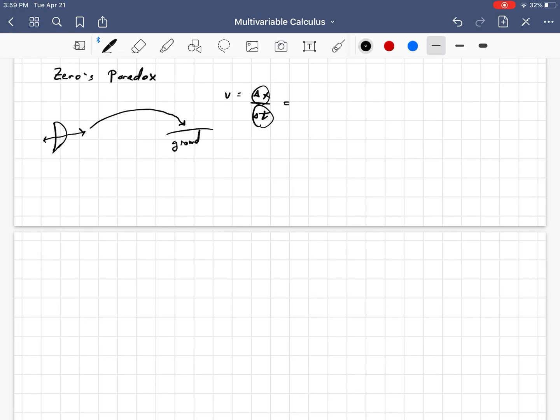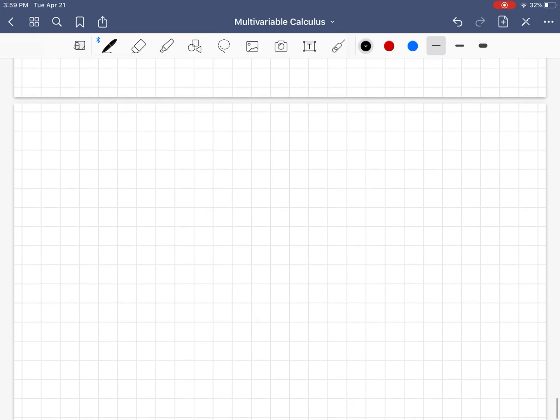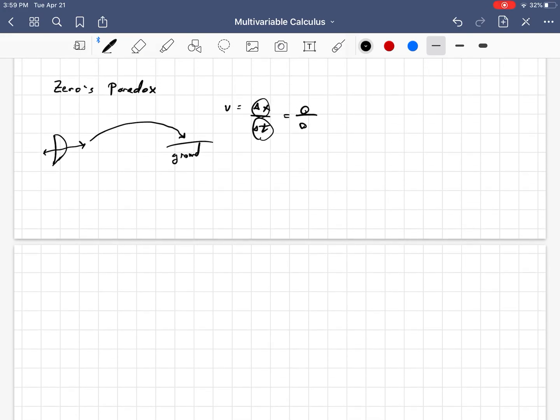Why? Because velocity is change in distance per change in time, and there can't be any change in distance if there's no change in time. So in other words, the change in distance is zero and the change in time is zero. So we get 0 over 0. The velocity is indeterminate, not undefined. It's indeterminate. So we need to do more, and that's what calculus is going to answer, to actually find this instantaneous velocity.